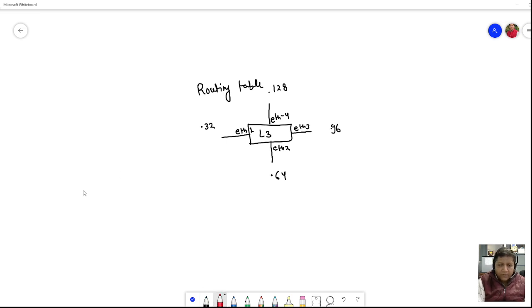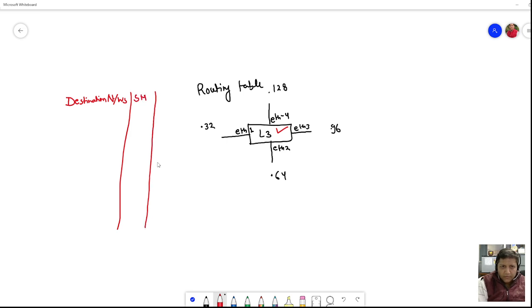So what is there inside the routing table? I'm just drawing a very generic routing table. In the routing table there is the destination networks, the first field: the networks which can be reached from this device. Second field, subnet mask. Third field, the interface: through which interface of this device you can go to that network. I'm just drawing a very minimal routing table just to make you understand.